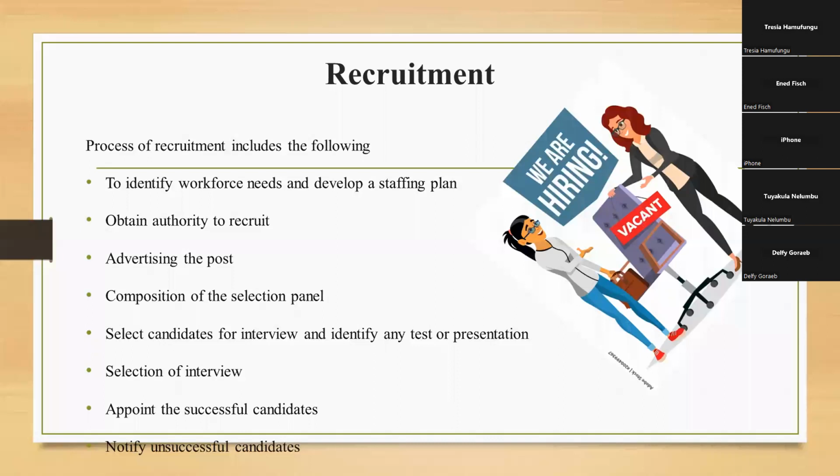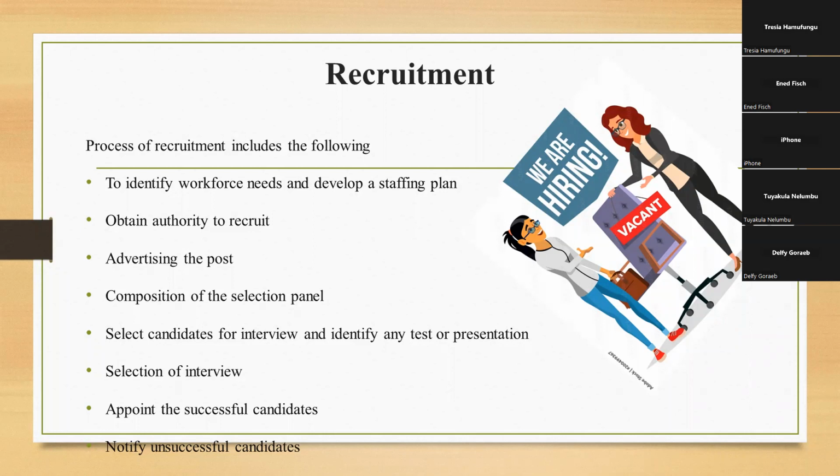Let's look at the recruitment process. The steps of recruitment. The first step is to identify workforce needs and develop a staffing plan. This means just to ensure that the recruitment of new staff is relevant to the organization. Then the second step is to obtain authority to recruit, which means you have to ensure that the line management approves that position. Then we go to the third step, which is about advertising the post.